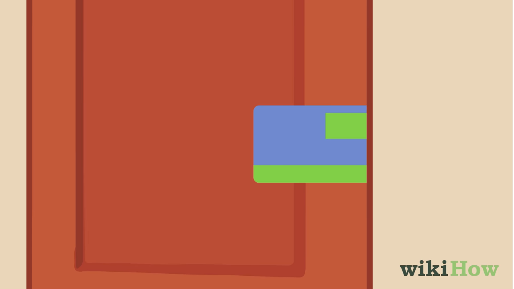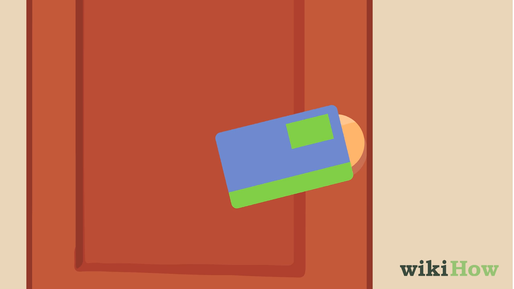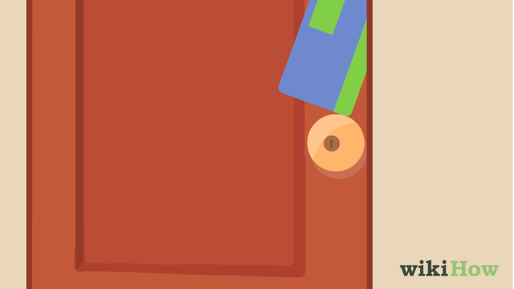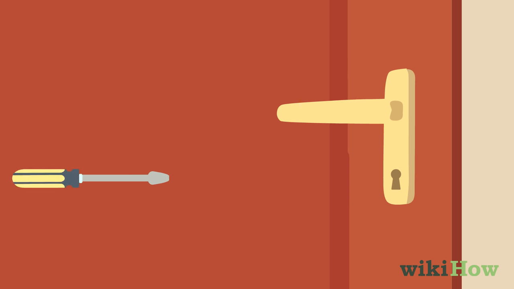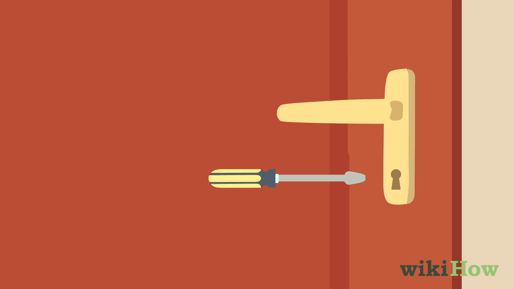If there's no room between the lock and the frame, slide the card in the space above the lock and between the door and the frame. Angle the card towards the frame. Then, swipe quickly downward.